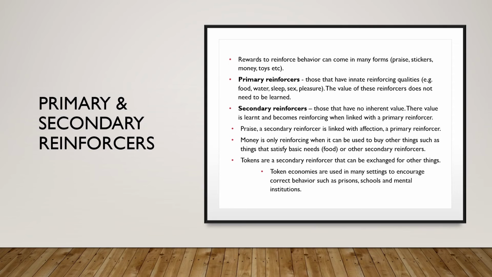Secondary reinforcers are those that have been paired with primary reinforcers. So praise, for example, is a secondary reinforcer because it's linked with affection and love, which is a primary reinforcer. Money is reinforcing because it can be used to buy other things that satisfy the basic needs. It's used to buy, for example, food. So we associate money with those things that are naturally reinforcing.